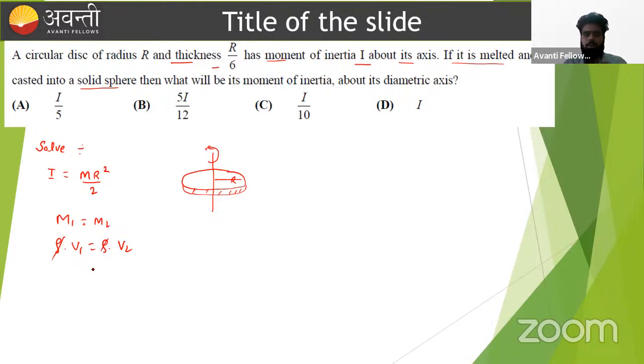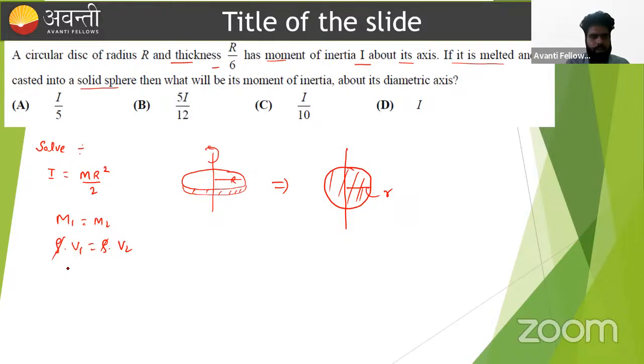First of all, we have to find out the volume. Initially it is the disk, and finally it is converted into a solid sphere. We don't know the radius of the solid sphere. Suppose this is small r. We know that the volume is conserved here, so what is the volume in this case?